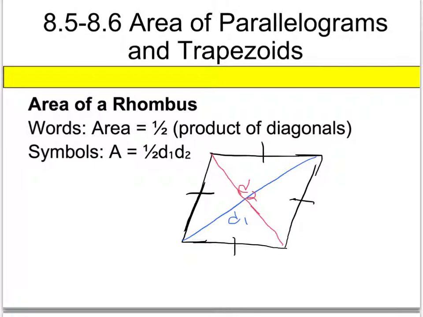Alright, area of a rhombus. This is a little bit different because now, remember, what classifies this as a rhombus? Yep, you got it. Absolutely, all our sides are going to be congruent. So this time, notice the area is equal to half times the product of the diagonals. So initially what you're going to do is take half times D1 times D2. The other way you could do it is multiply your two diagonals by each other and then divide by 2. If you have those, you can divide by 2 and get your answer.